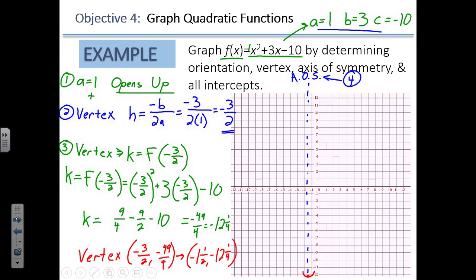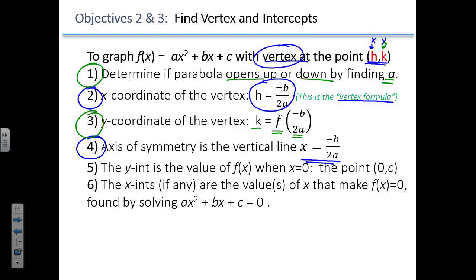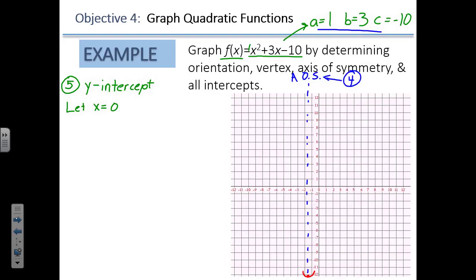find about this parabola. The fifth thing we can find is our y-intercept. The y-intercept is the value of the function when we let x equal to 0. As always, with lines, when we find the y-intercept, we let x be 0. If we let x be 0, then what we're doing is we're calculating f of 0, which will be 0 squared plus 3 times 0 minus 10. And that, of course, is negative 10. So that tells us that our parabola has to pass through the point 0, negative 10.